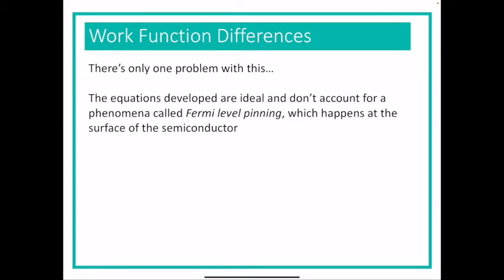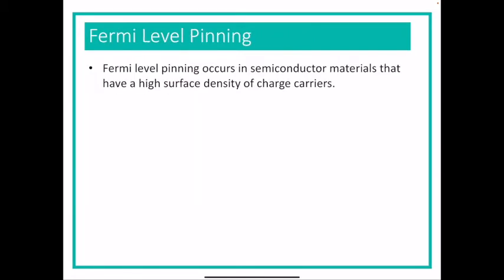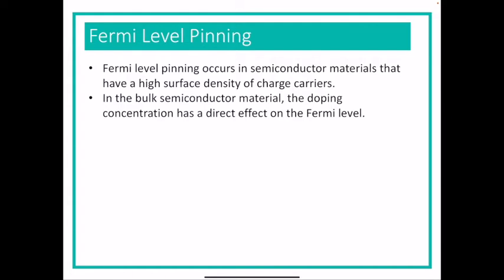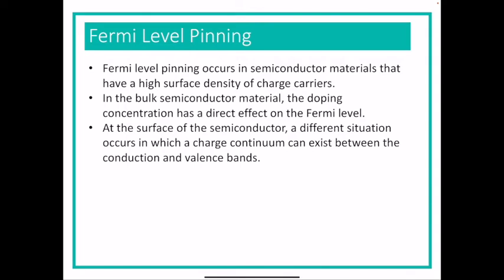The problem is that there is something called Fermi level pinning that happens at the surface of a semiconductor, and the amount of it depends on the material that the semiconductor is made of. Fermi level pinning occurs when there's a high surface density of charge carriers. In the bulk material, the doping concentration affects the Fermi level. But at the surface of the semiconductor, something different can happen, in which you get a kind of charge continuum between the conduction and valence bands.